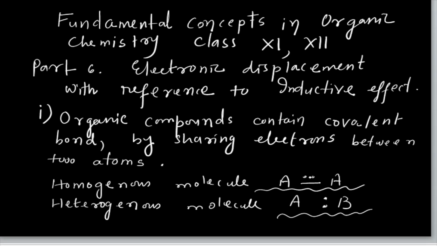In the homogeneous molecule, the pair of electrons is shared between two atoms, and it is in the middle. But here B is more electronegative than A in the heterogeneous molecule. By chance, A could also be more electronegative than B, but now I want to show B is more electronegative. Why? Because the pair of electrons which are sharing moves towards B, since B is more electronegative than A.